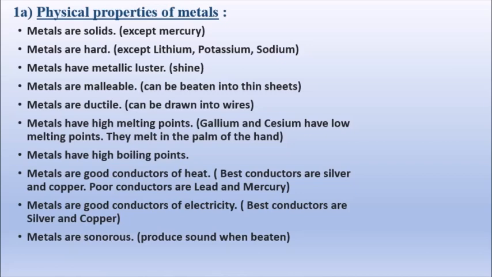Now there are two metals, lead and mercury, which are poor conductors of heat. And if you talk about conductors of electricity, the best conductors are silver and copper. Also, we know that when you bang two metals together, they will produce a sound, that is, they have the property of sonority.